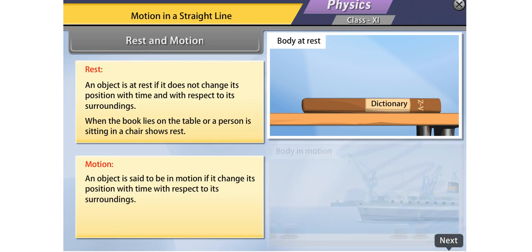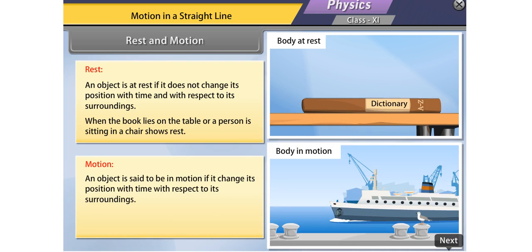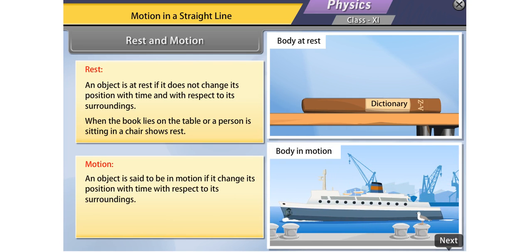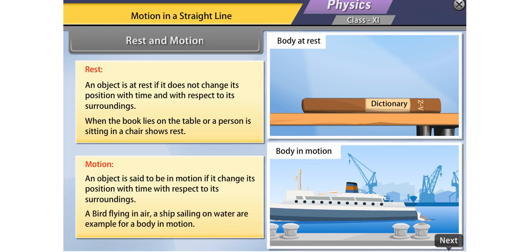Motion. An object is said to be in motion if it changes its position with time with respect to its surroundings. A bird flying in air, a ship sailing on water are examples for a body in motion.